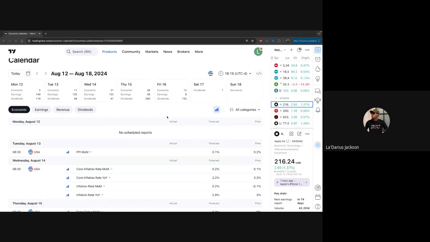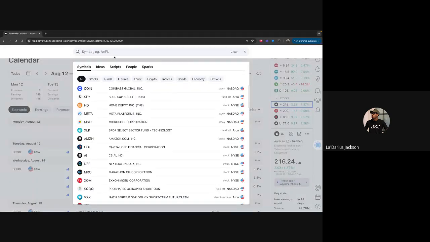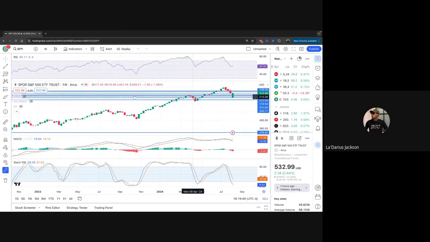Cool. All right, let's keep it moving. Our indicator breakdown. So the first thing that I want to do is look at the SPY. The SPY is one of my favorite stocks. I'm going to clear some of these lines up.